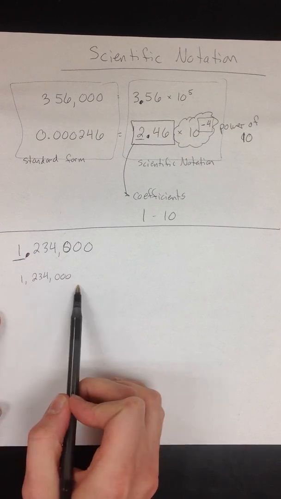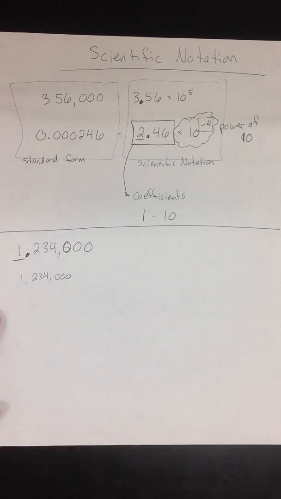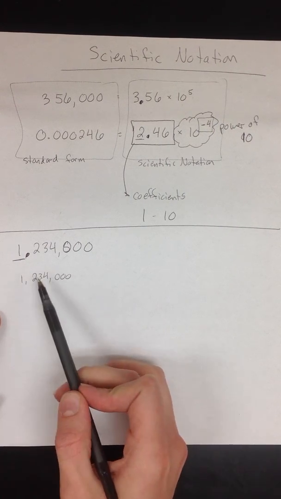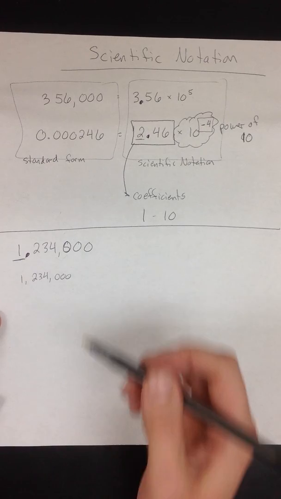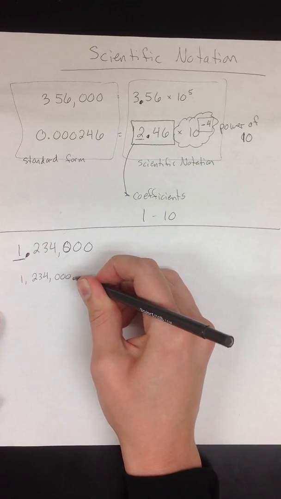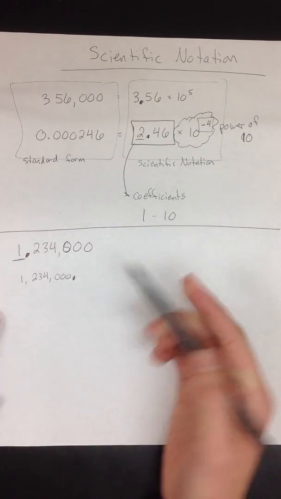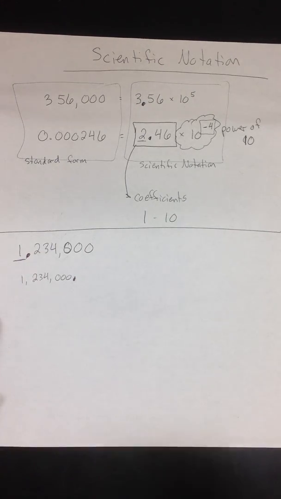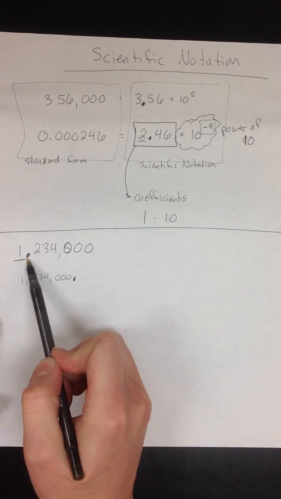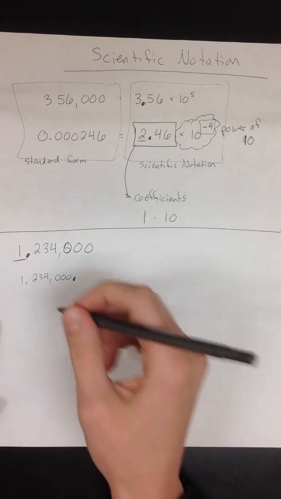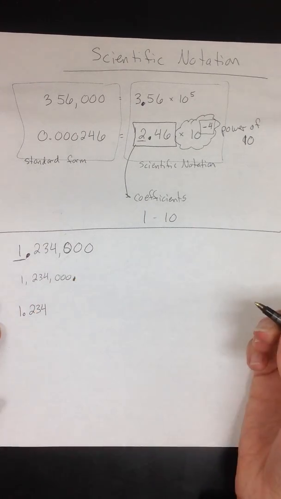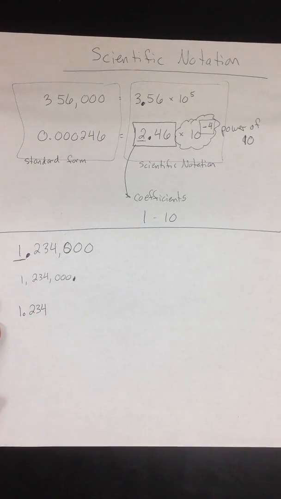So if I just look at this number, there's not a decimal in there. These are commas representing that this is 1,234,000. So I will assume that my decimal is at the end of my number. So it starts at the end of my number. I ideally want it after my first digit. So I would write my coefficient as 1.234. I don't need to include all those zeros unless I'm looking at significant figures.